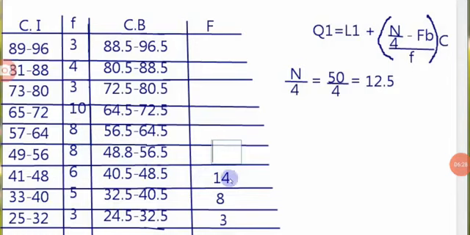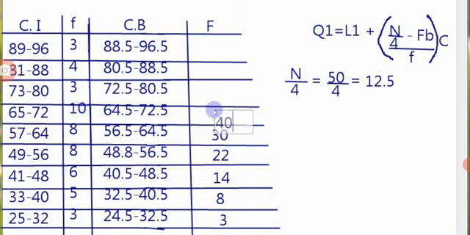Okay, so add 8 to 14 to give 22. So when we add 8 to 22, we have 30. So 22 plus 8 is 30. So this 30 plus this 10 will give us 40.